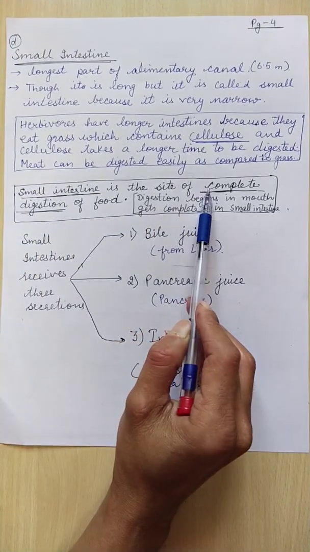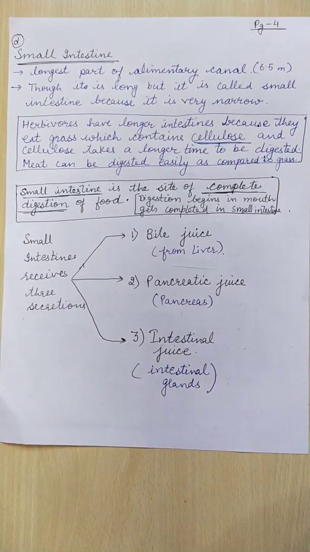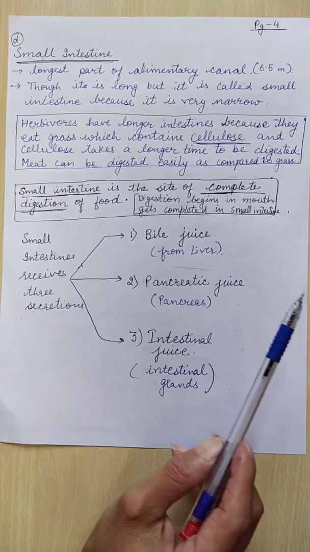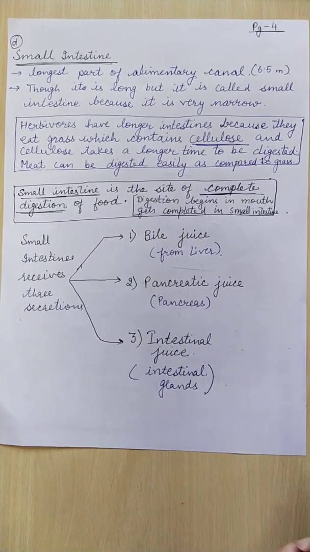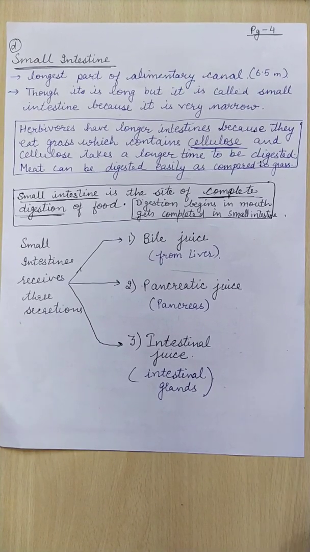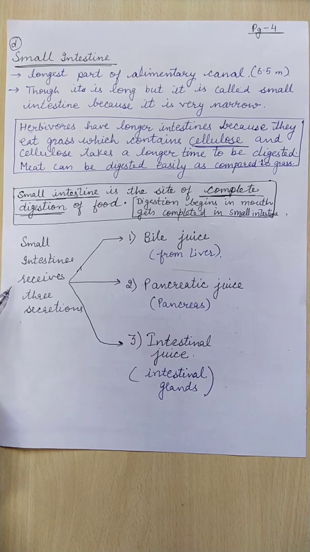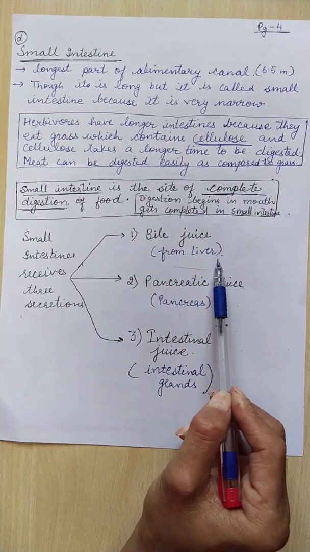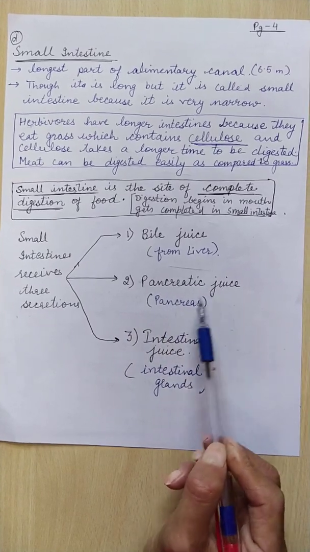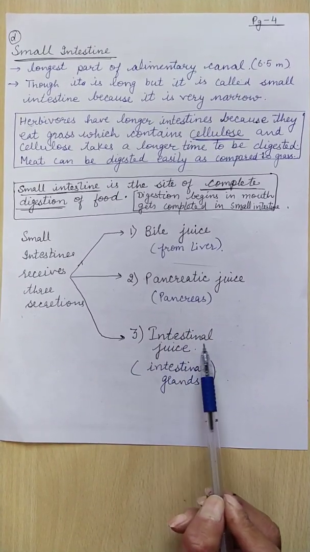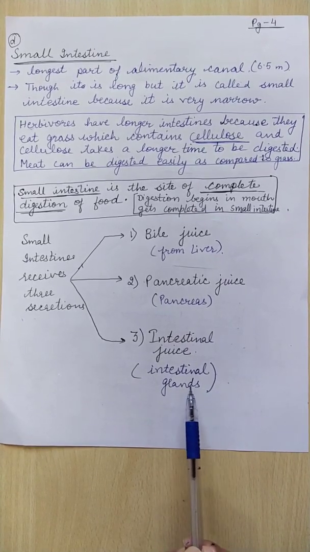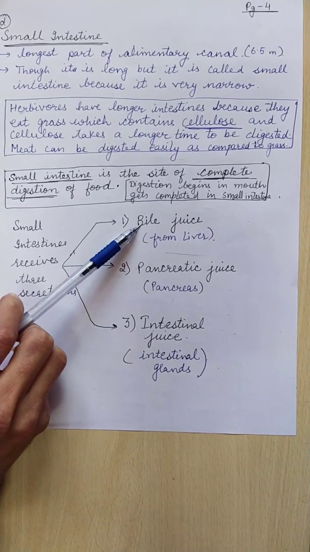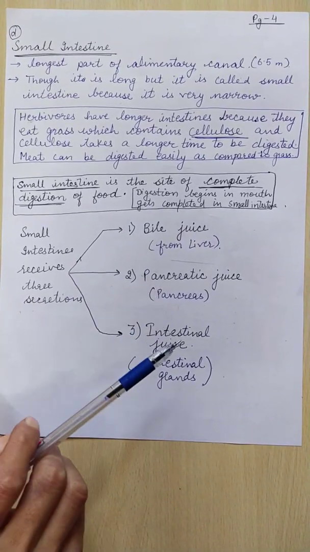The small intestine is the site of complete digestion. जितना भी starch है, the amount of protein, the amount of fat, whichever is in the food, gets completely digested, completely broken down into simple substances in the small intestine only. But how? This small intestine receives three major secretions. One is bile juice from the liver, another is pancreatic juice from the pancreas, and the third is intestinal juice from the intestinal glands which are present in the walls of the small intestine. Now in our next video I'll tell you what the functions of bile juice, pancreatic juice and intestinal juice are.